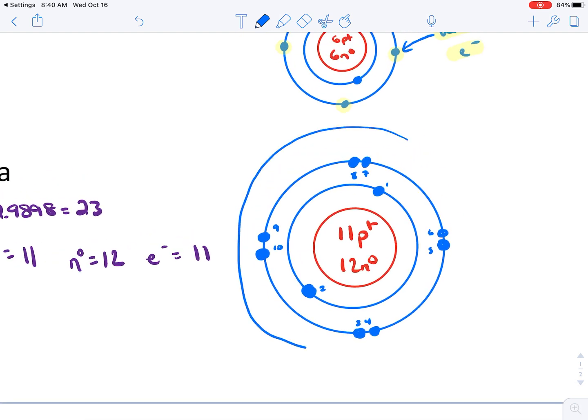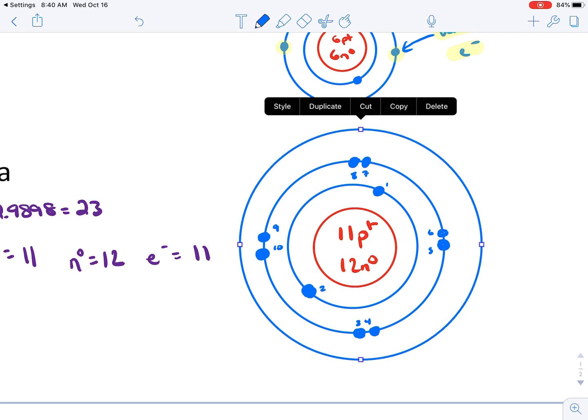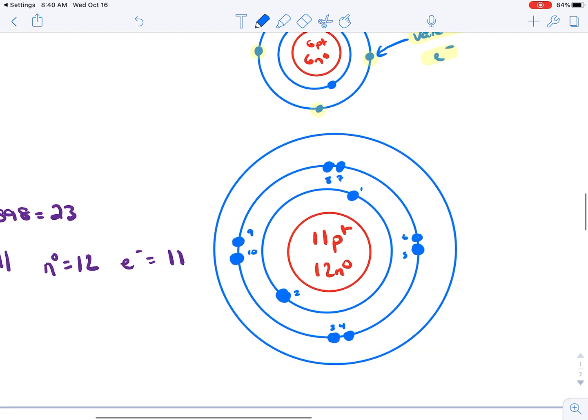And so our last energy level, we're trying to place 11, so we need a last energy level. And there's our 11th one. If I were to ask you to identify which one is a valence electron, you would say that one. That is a valence electron. So, sodium only has one valence electron. Alright? Makes sense? Questions? Come ask. Thanks.